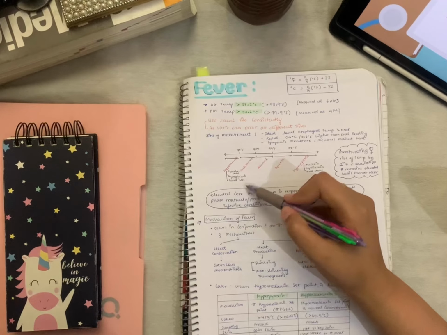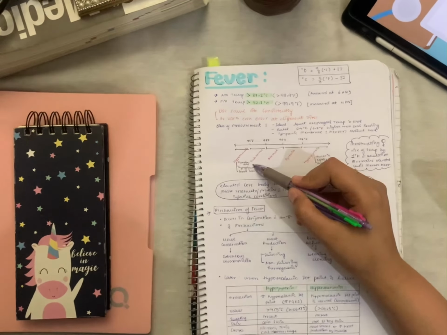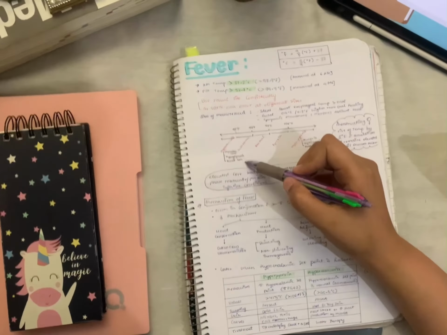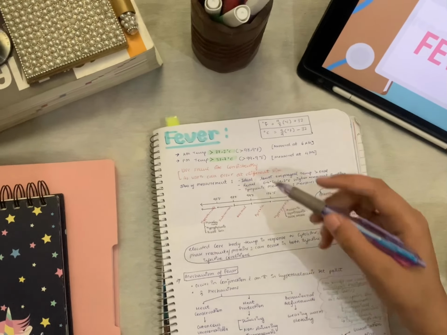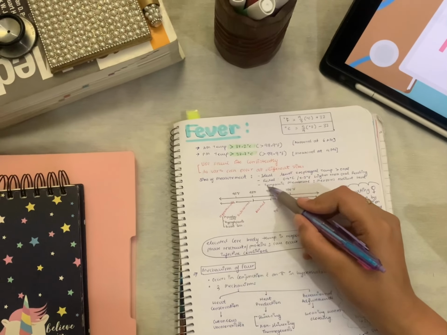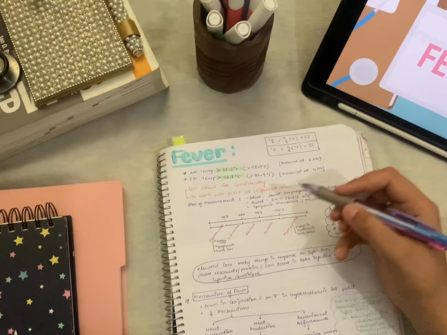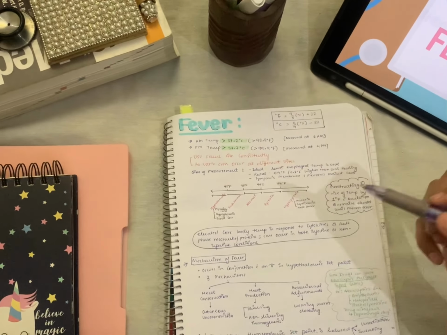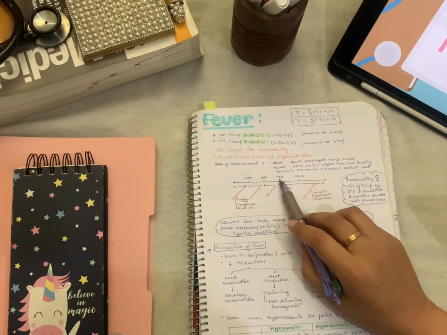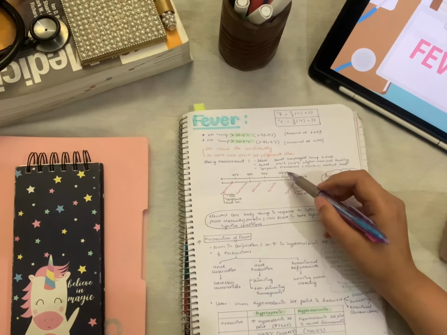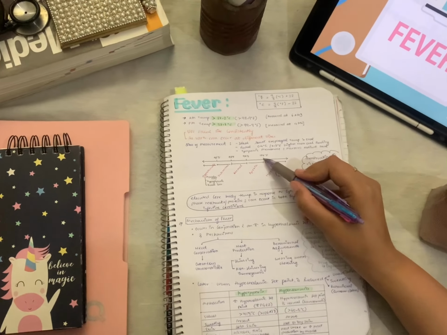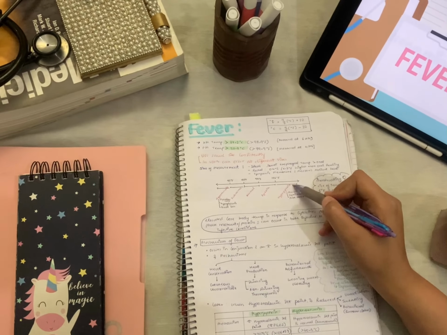Hypothermia can occur due to several reasons like myxedema coma, hypoglycemia, or blood loss. However, since we are studying fever, it's going to be on the higher side. A temperature of more than 99 degrees Fahrenheit is known as pyrexia. Another word for fever is pyrexia. So a temperature between 99 and 106 degrees Fahrenheit is known as pyrexia. However, if the temperature rises more than 106 degrees Fahrenheit, it is known as hyperpyrexia.